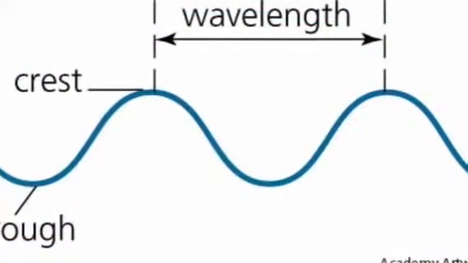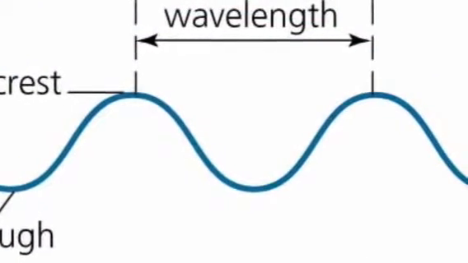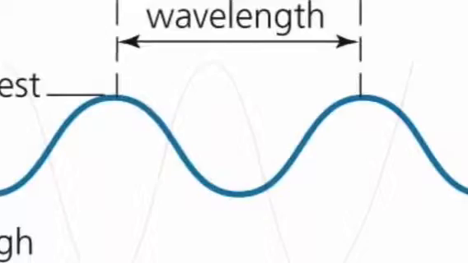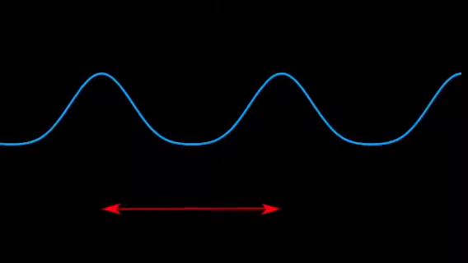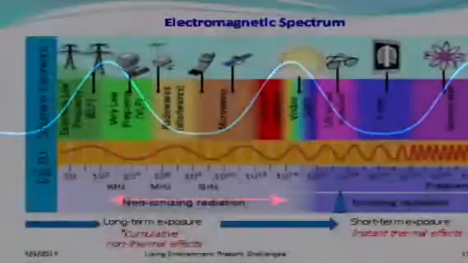A wavelength is the distance from crest to crest or trough to trough. A crest is a point on the wave with the maximum value or upward displacement within a cycle. A trough is the opposite of a crest, so the minimum or the lowest point in a cycle.